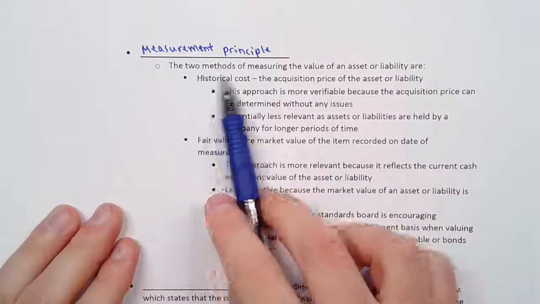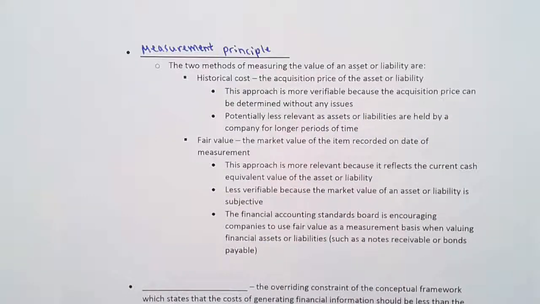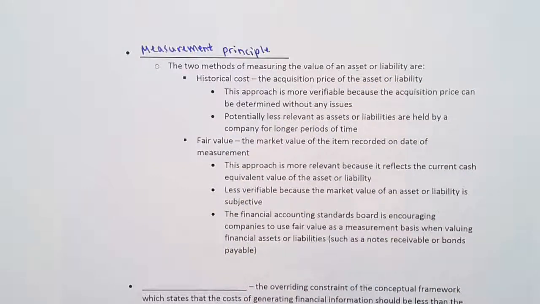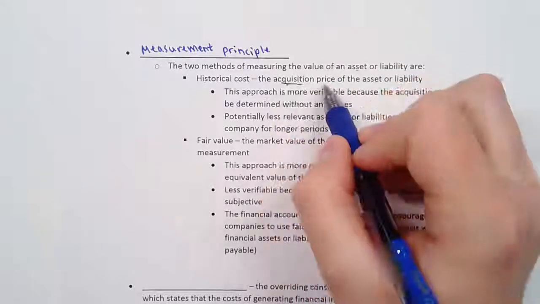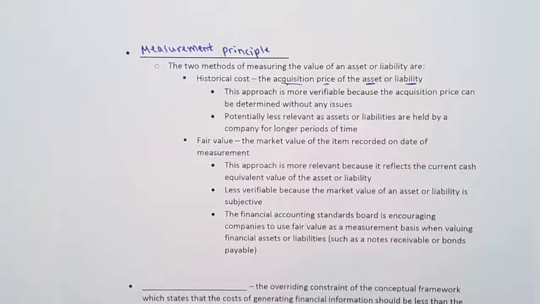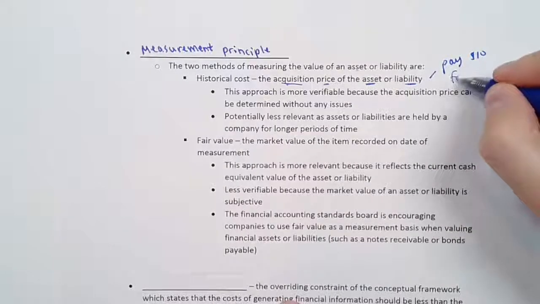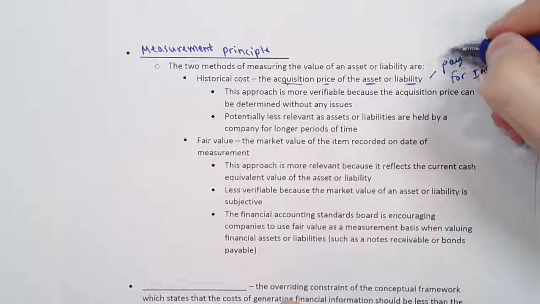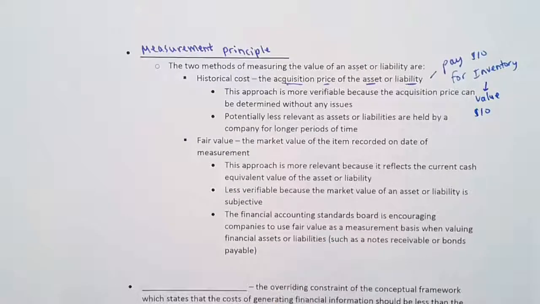Okay. And the first one is the historical cost method. Basically, the historical cost method says that you're going to value the asset at the acquisition price of the asset or liability, right? So in this case, if I pay $10 for inventory, well, then the inventory's value is simply $10. That's literally it. It's just whatever I paid for it, that's the value. That's how we're going to assign the value to the asset that we bought.